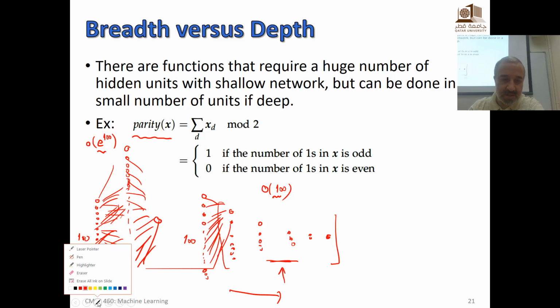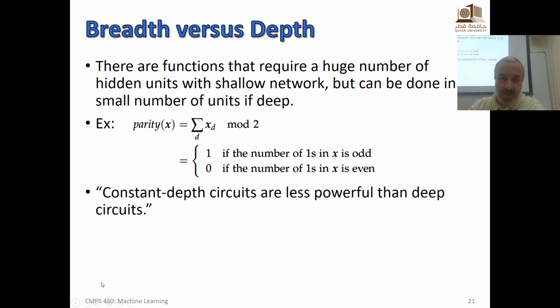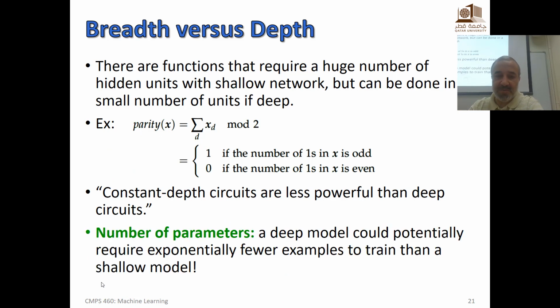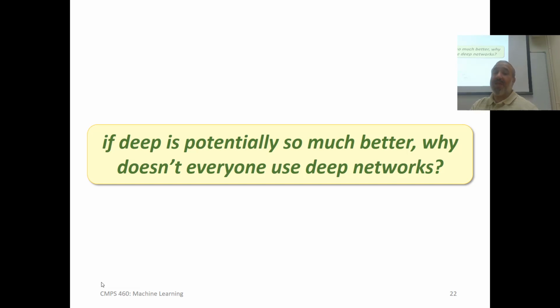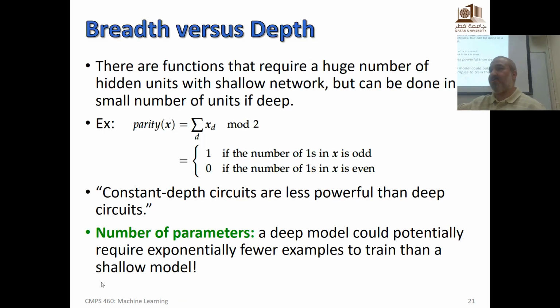Let me erase this. So constant depth circuits are less powerful than deep circuits or deep networks. The number of parameters, I think we discussed that. A deep model could potentially require exponentially fewer examples to train than a shallow one. Now we said that deep networks are much better, right? Much more efficient.